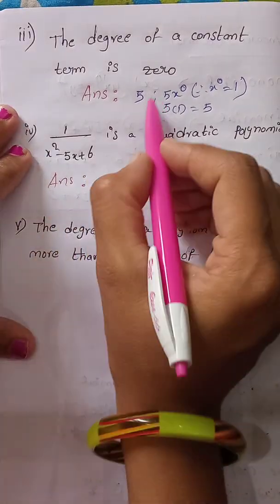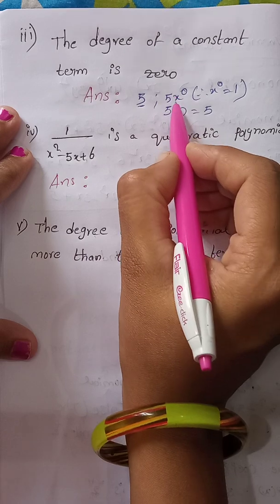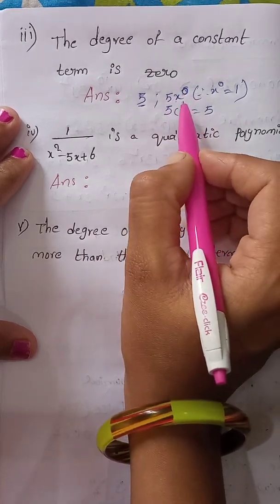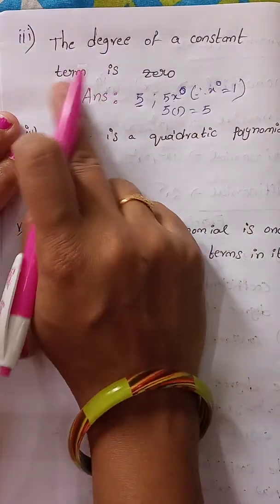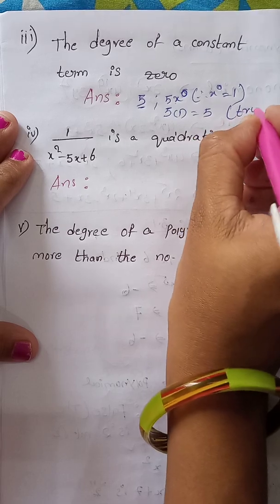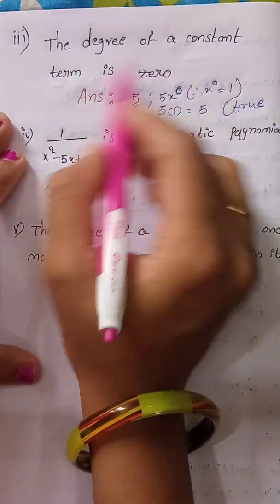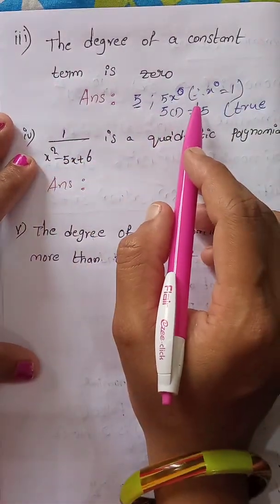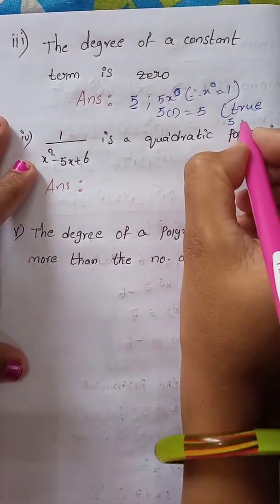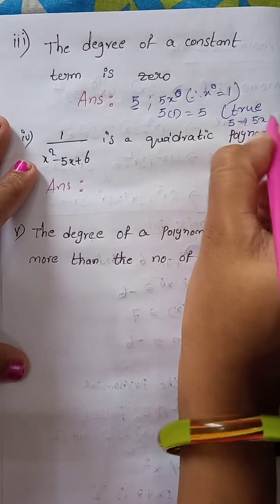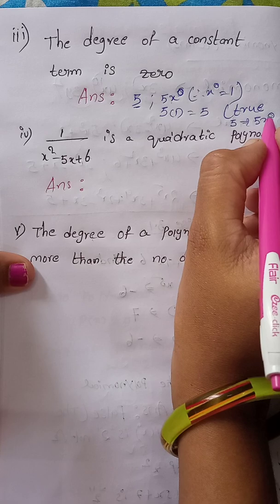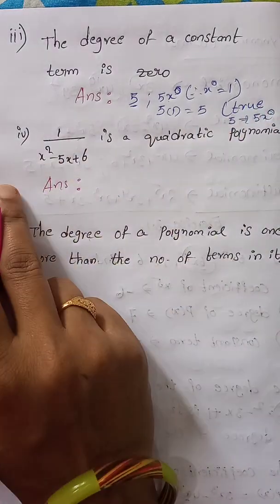So, what is the degree of 5? The degree of 5x power 0. What is the degree? The highest power. Here 0 is the highest power. So we can say the degree of a constant term is 0. Answer is true. We can write any constant term along with x power 0. Here 5, we can write as 5x power 0. So the power of x is 0, so the degree is 0. Next move on to the fourth bit.